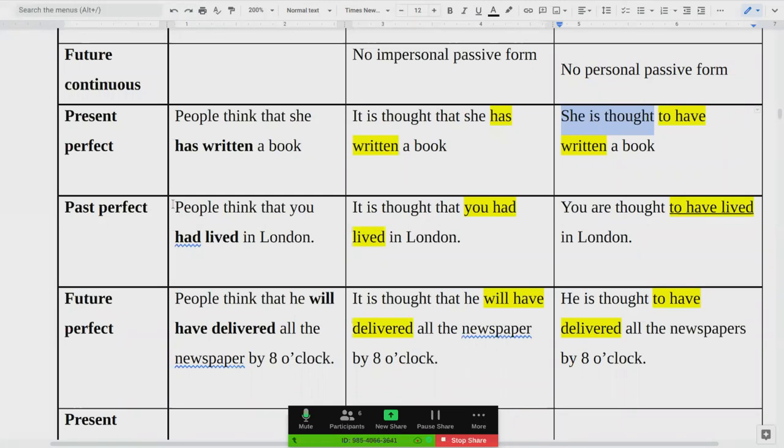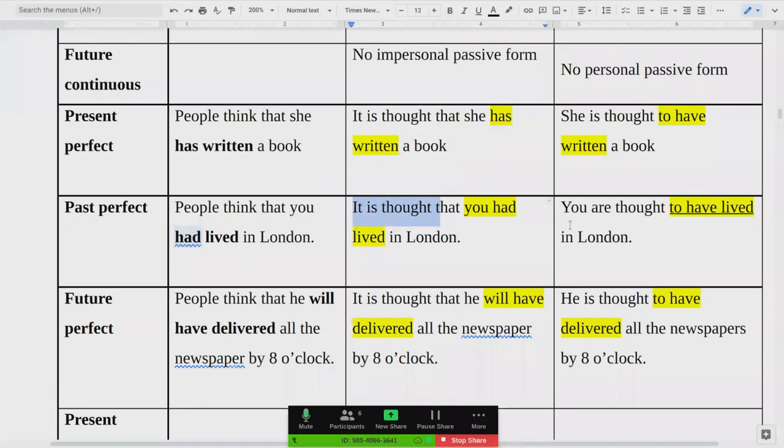За people think that you had lived in London. За had аваад, had гэсэн туслах үйл үг, араас нь үндсэн үйл үг past participle болдог. Past perfect. Хүмүүс чамайг Лондонд амьдарч байсан хэмээн боддог. Амьдраад үзчихсэн, амьдарч байсан хэмээн боддог. За нэг impersonal passive: people think-ийг it болгож солилоо. It is thought that you had lived in London. You had lived in London.